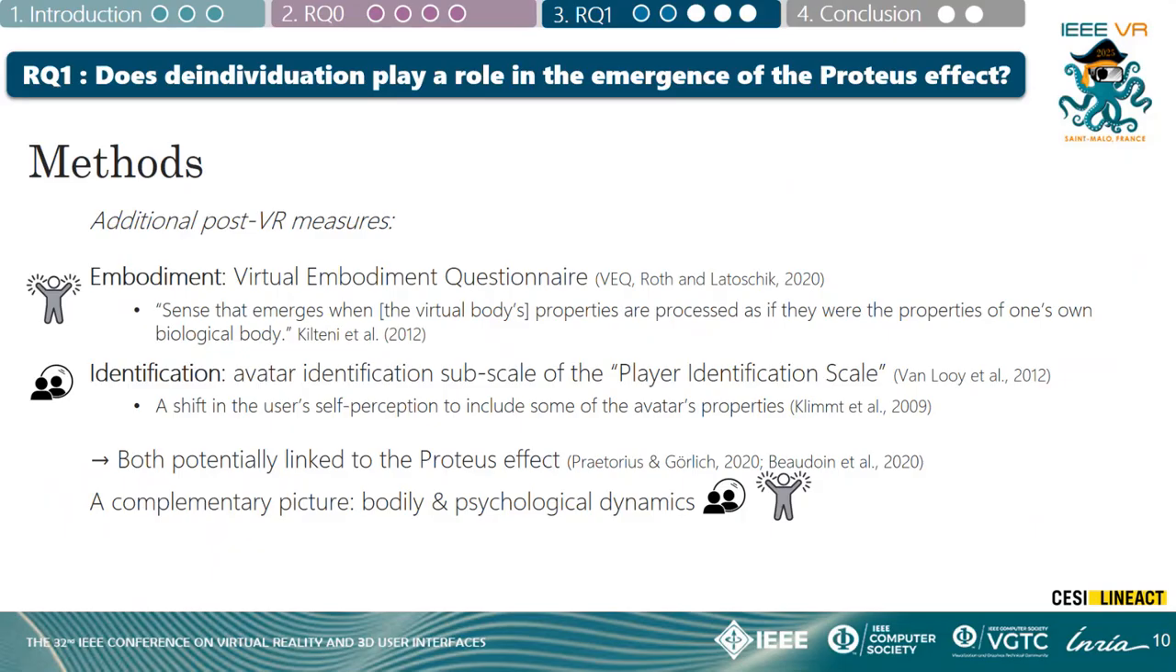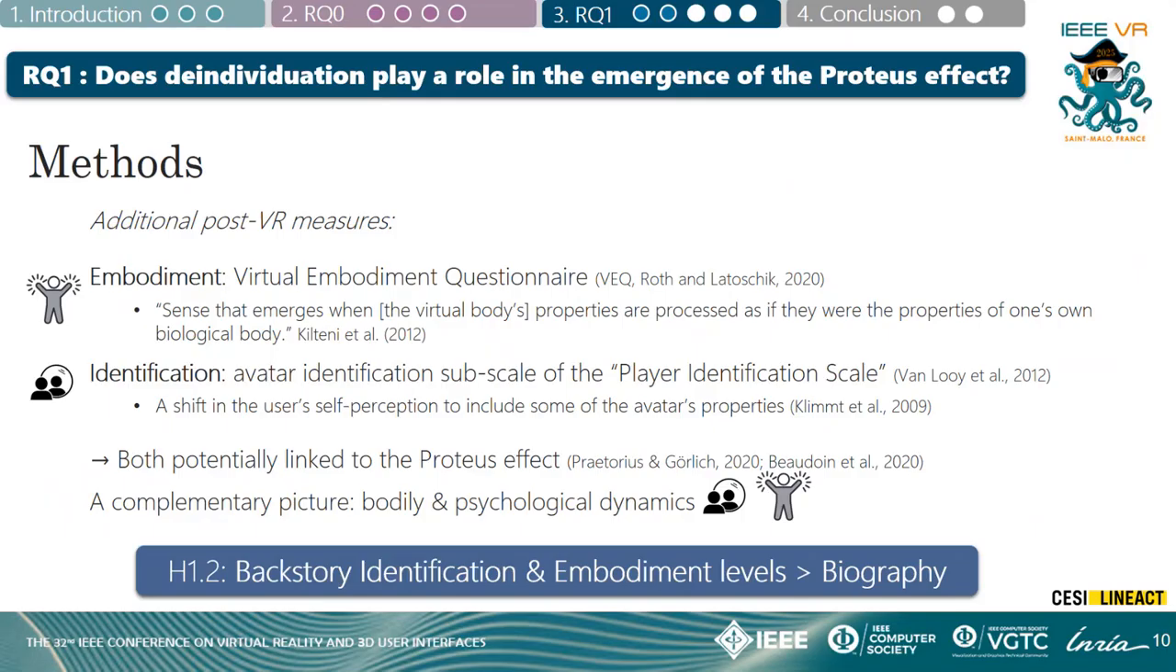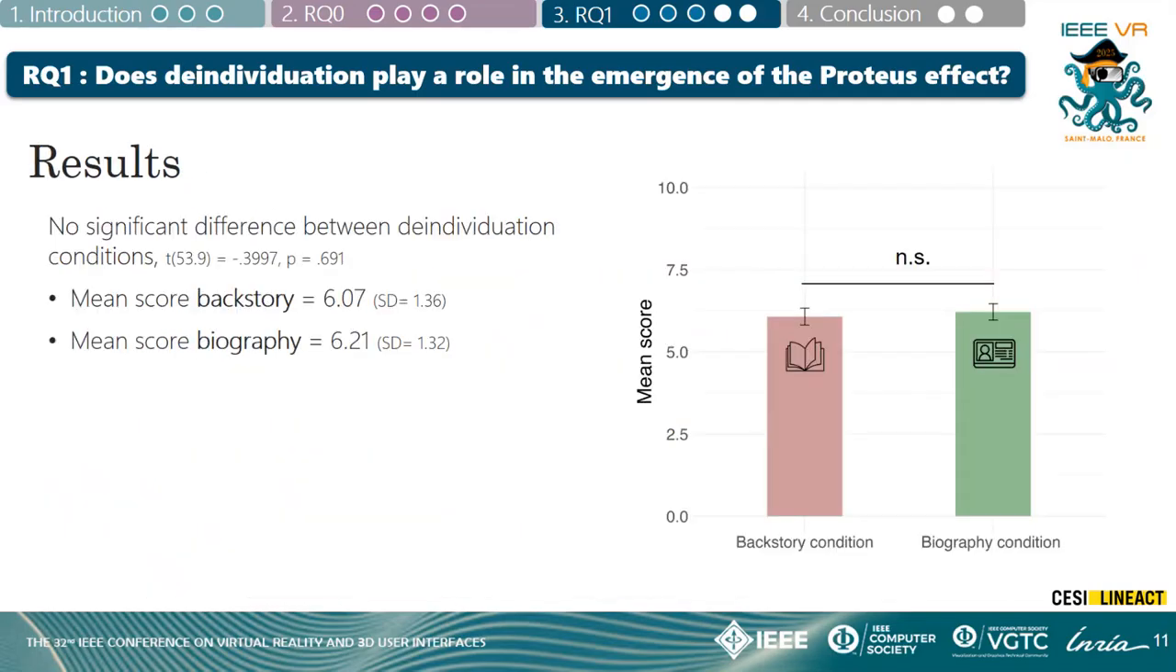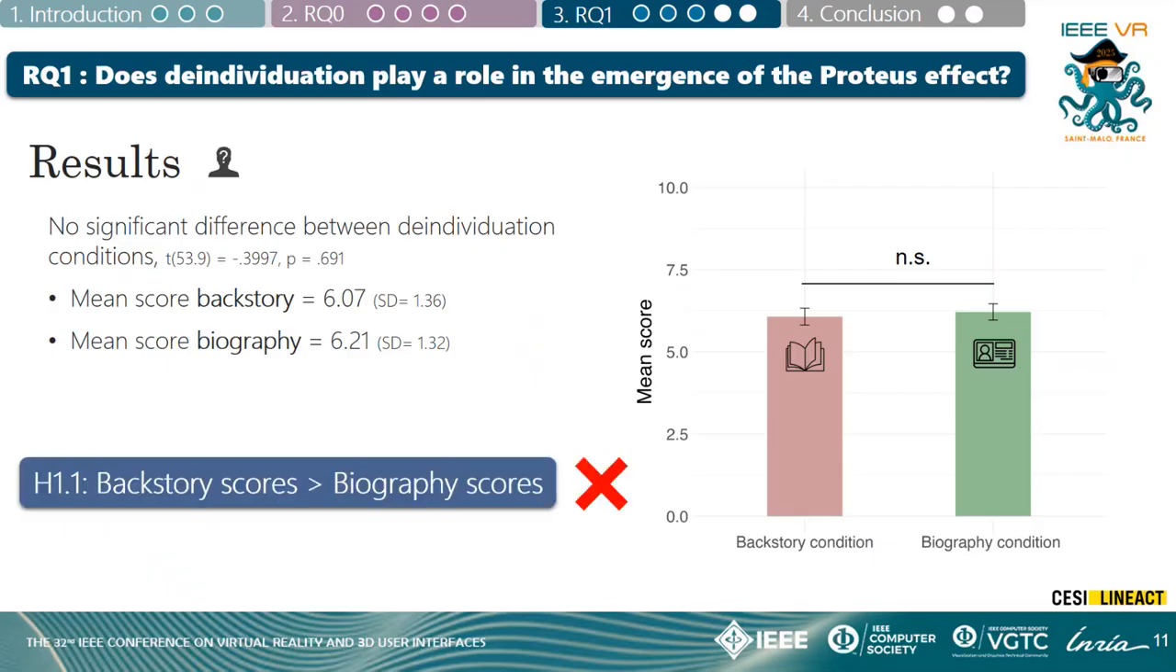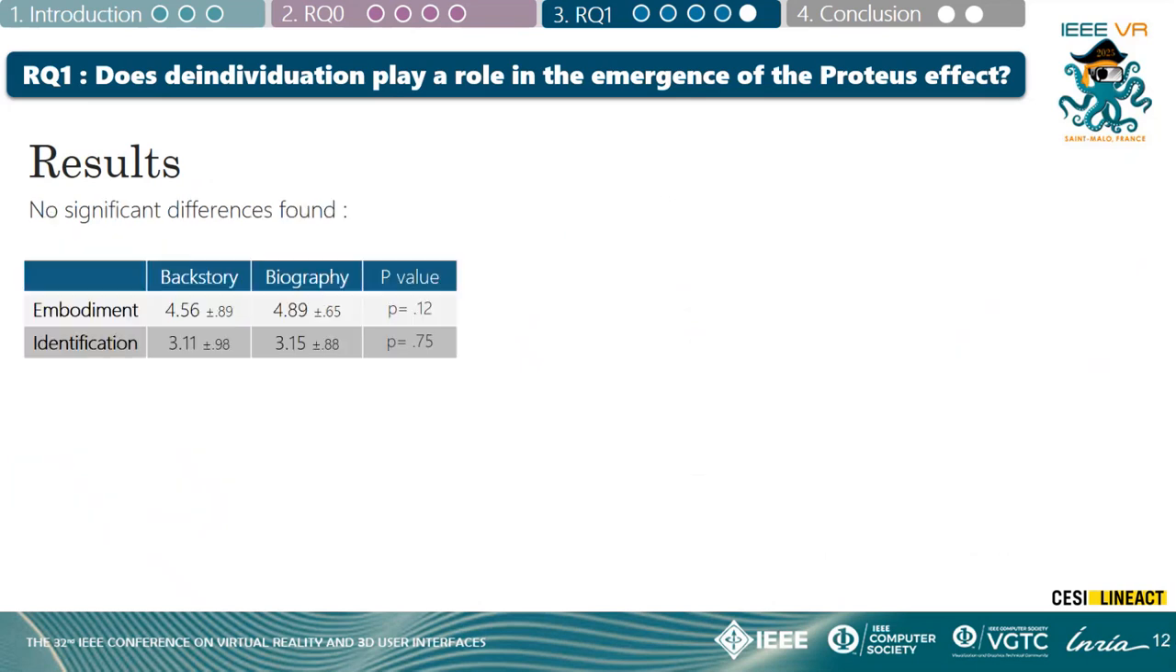Indeed, we could consider embodiment to reflect the bodily dynamics between the user and the avatar, whereas identification emphasizes the psychological ones. Since both notions have been hypothesized to be linked to a stronger Proteus effect, we hypothesize that both identification and embodiment levels will be higher in the backstory condition. So the results of this experiment did not reveal a significant difference in participants' statistics scores between the backstory and the biography condition, therefore not supporting our initial hypothesis.